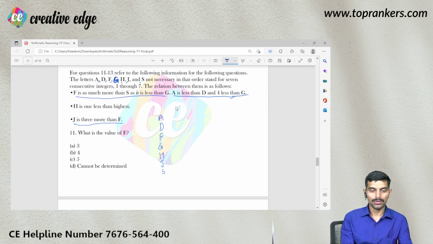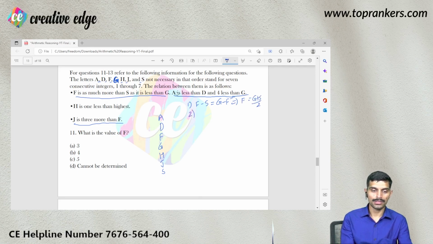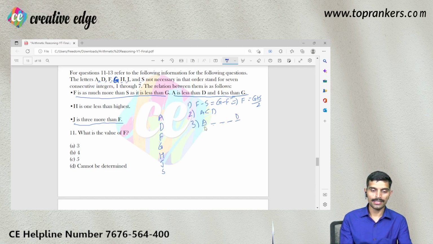It says F is as much more than S. The very first clue is F minus S is equal to G minus F, or I can say F is equal to G plus S by 2. Second, A is less than D, so A has to be smaller than D. Third, A is 4 less than D. So A, 1 less, 2 less, 3 less, 4 less. So I can say D minus A is equal to 4.